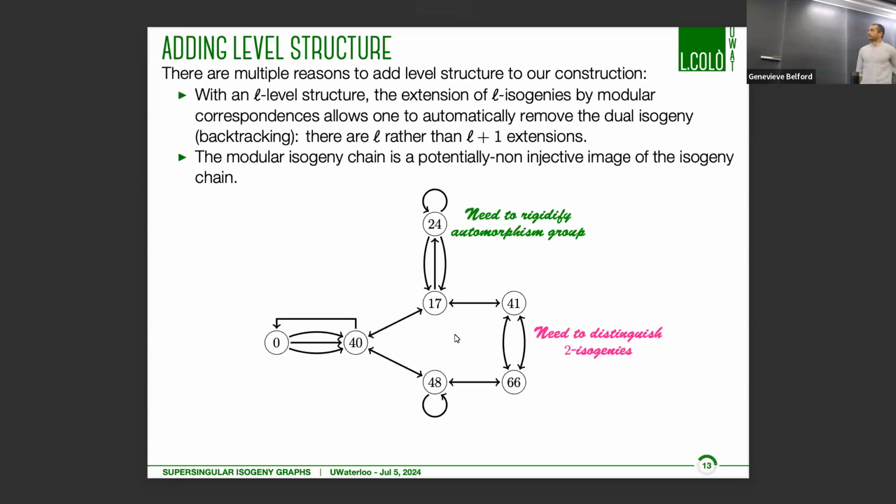The second reason is that if you add the right level structure, then you can rigidify the automorphism group of the elliptic curves, which means you will get rid, in the supersingular isogeny graph, of those special situations like having two isogenies connecting the same vertex, or having a different number of incoming and outgoing isogenies between the same two vertices.